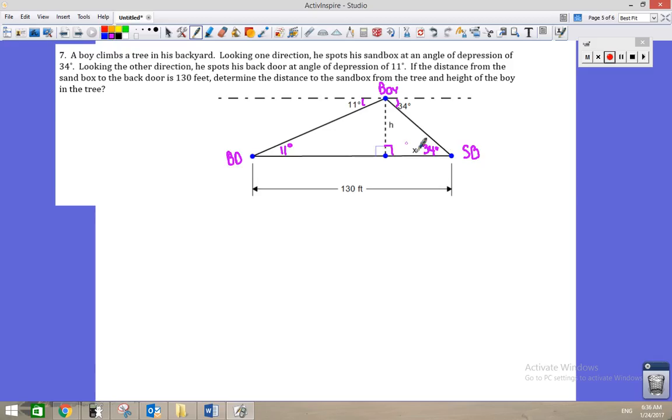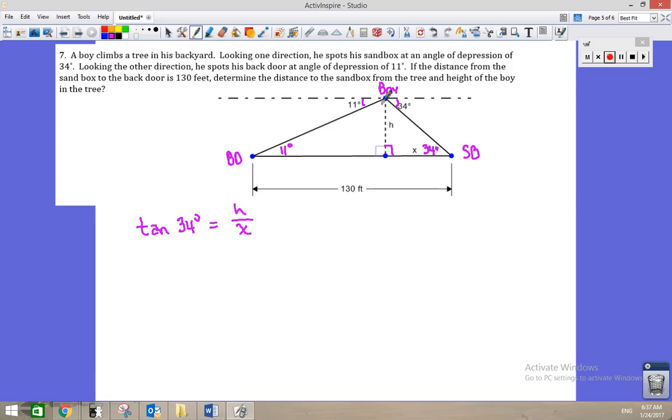the tangent of 34 degrees is equal to h divided by x. So we have the tangent of 34 degrees is h divided by x. And we're wanting both. We're to determine the distance to the sandbox, x, and the height of the tree. So we want both h and x. We have two variables, so we need two equations.